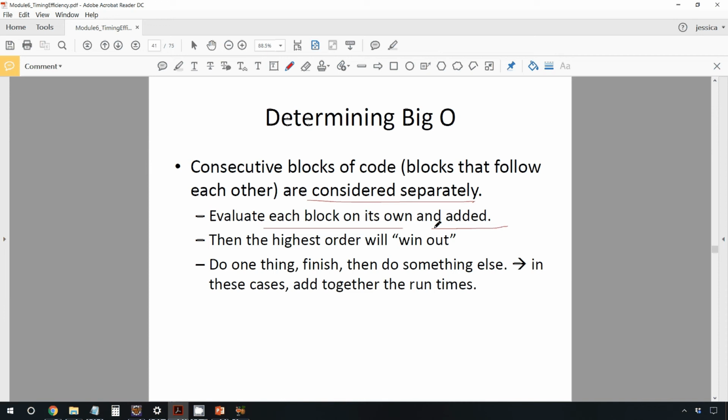Okay, this essentially means that if what I'm about to say describes your algorithm, do one thing, finish up, then do something else. In these cases, you add together the running times. So if you have two loops, but they're consecutive, then you're going to figure out the efficiency of one loop, figure out the efficiency of the next loop, and whichever one is worse or higher, that's the one you'll use for the whole algorithm. Okay, so if they're separate consecutive blocks, you add them up.